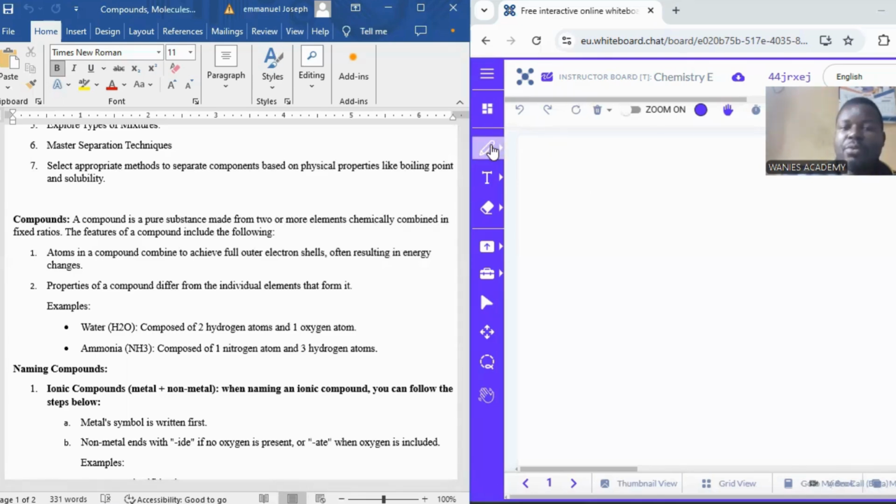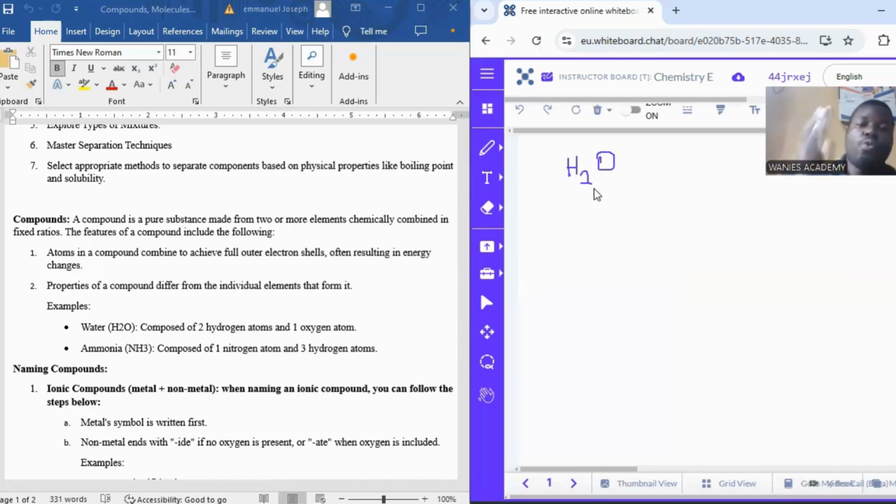So take, for example, water is a compound containing two elements combined in a fixed ratio. Water is a product of the combination of hydrogen and oxygen in the ratio of 2:1. That is 2:1. So we have two atoms of hydrogen combining with one atom of oxygen.